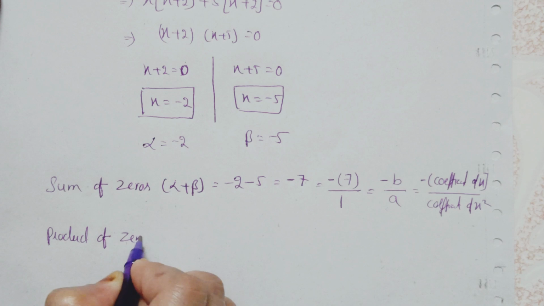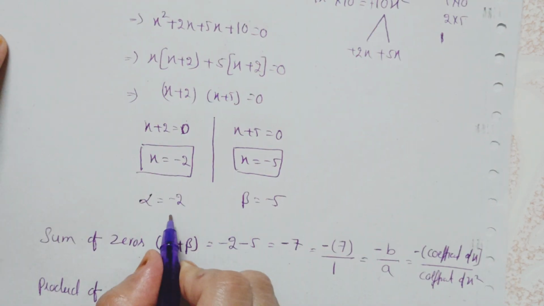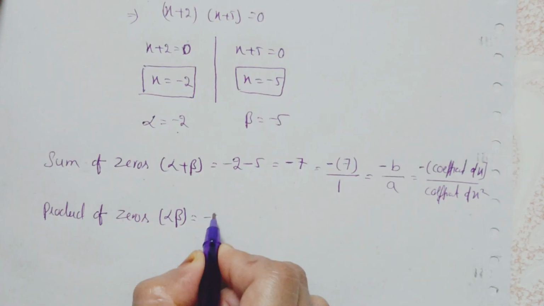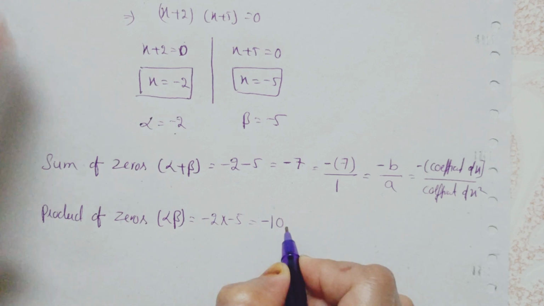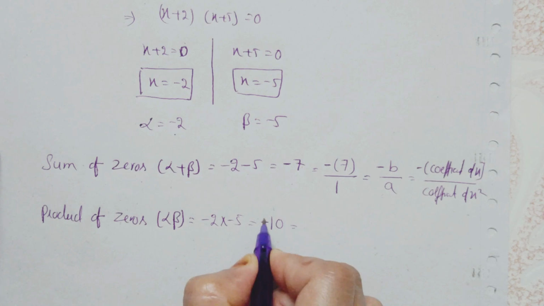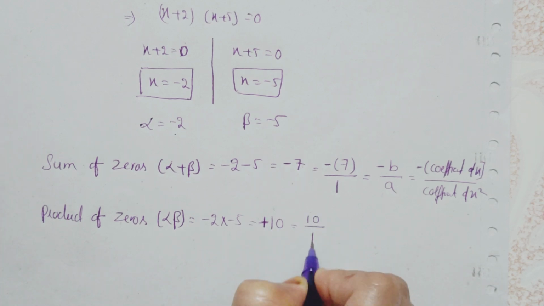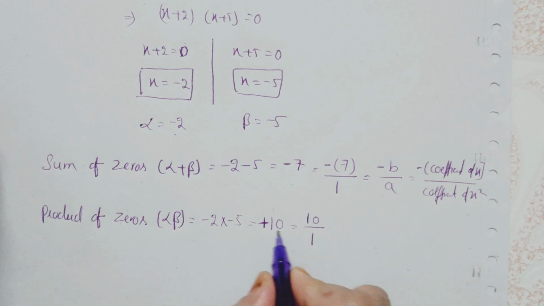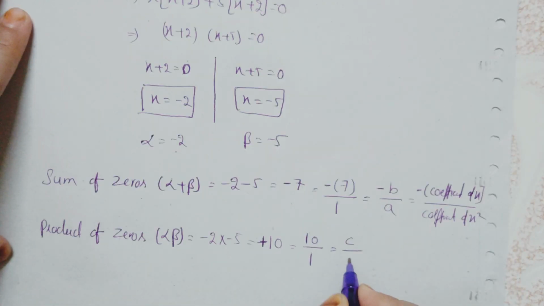Product of zeros, which are alpha beta. So we have to do the product, means multiplication. Minus 2 into minus 5 can be written as minus 5 twos are 10. So minus of minus is plus, plus 10. So this plus 10 can be written as 10 divided by 1. Right? Can we write plus 10 as this? Yes, of course. So here my 10 means c, c by 1 means a, c by a.